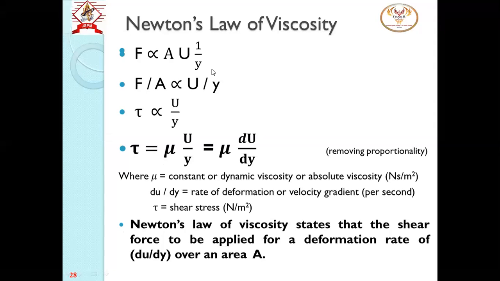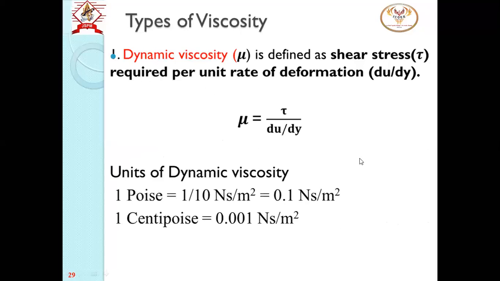So here we have Newton's law of viscosity, that shear stress is mu du upon dy. Newton's law of viscosity states that the shear force to be applied for a deformation rate of du upon dy over an area A. So remember this equation, tau is equal to mu du upon dy. This is called Newton's law of viscosity.